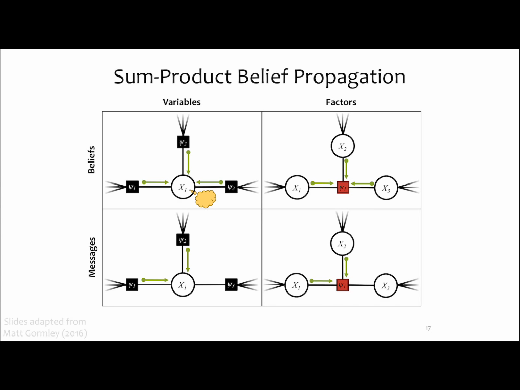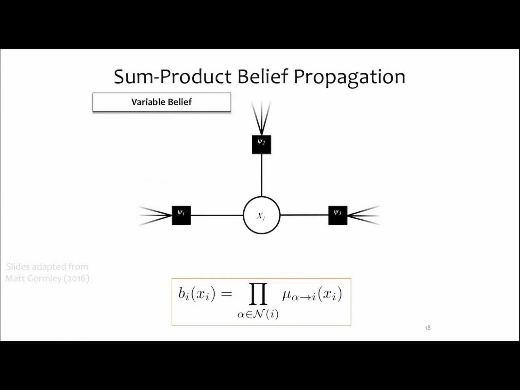For the messages, there is a difference between the way that a node works and the way that a factor works. Whenever, for example, node x1 wants to send a message to another factor, for example psi 3, it has to receive all of the messages from the rest of the factors and multiply them. And similarly for the factors. So what are the forms of these messages?